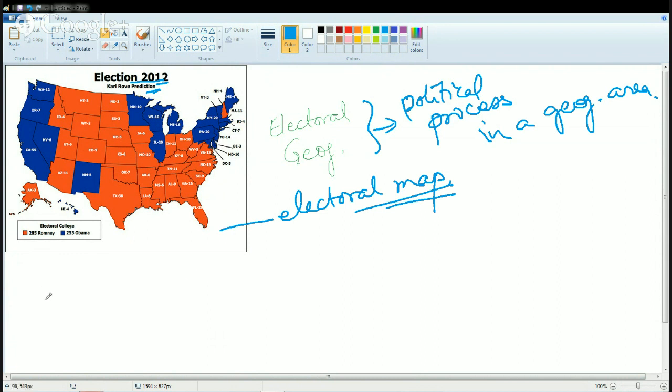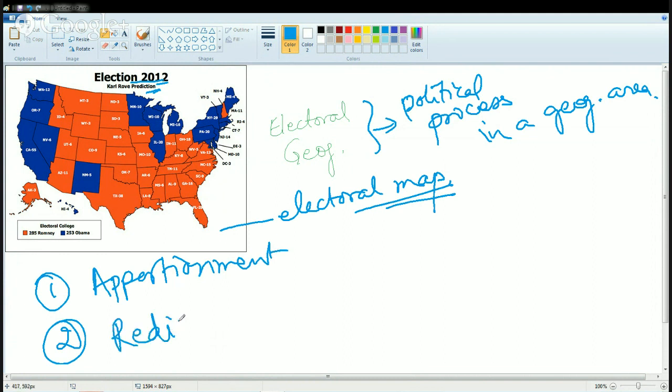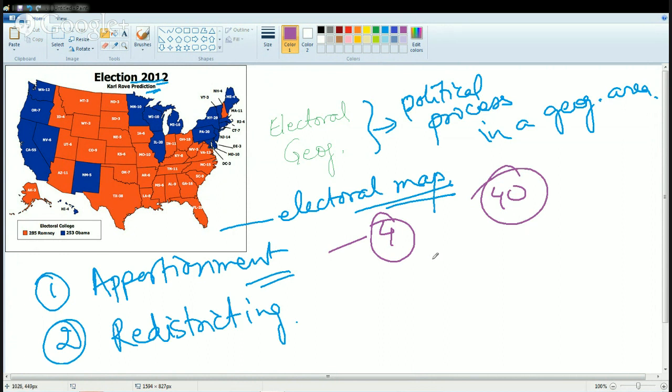So there are two basic terms we need to understand before studying the distortions in electoral geography. First is apportionment, and next is redistricting. So what are apportionment and redistricting? Apportionment is basically allocating the number of seats, the number of representatives, to different fields. So for example, I have 4 different fields and I have 40 representatives. How will I allocate these 40 representatives into the 4 different fields? That is what apportionment is.